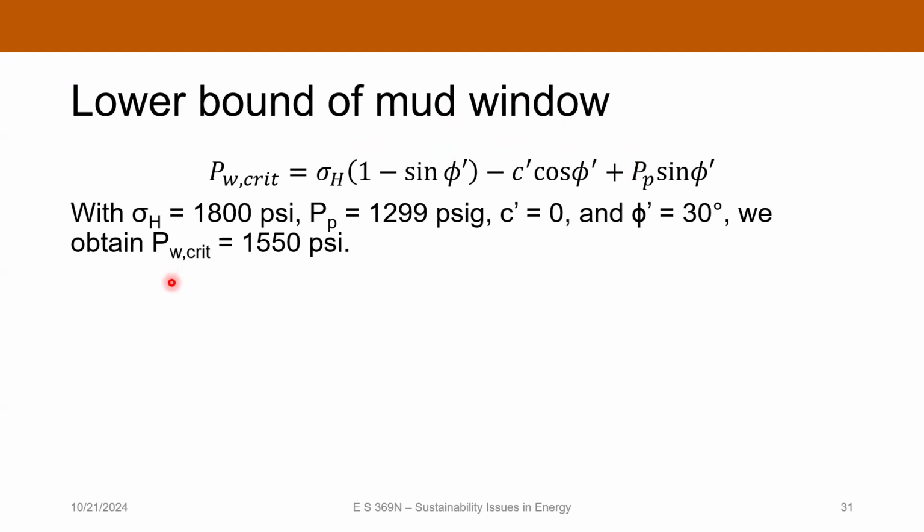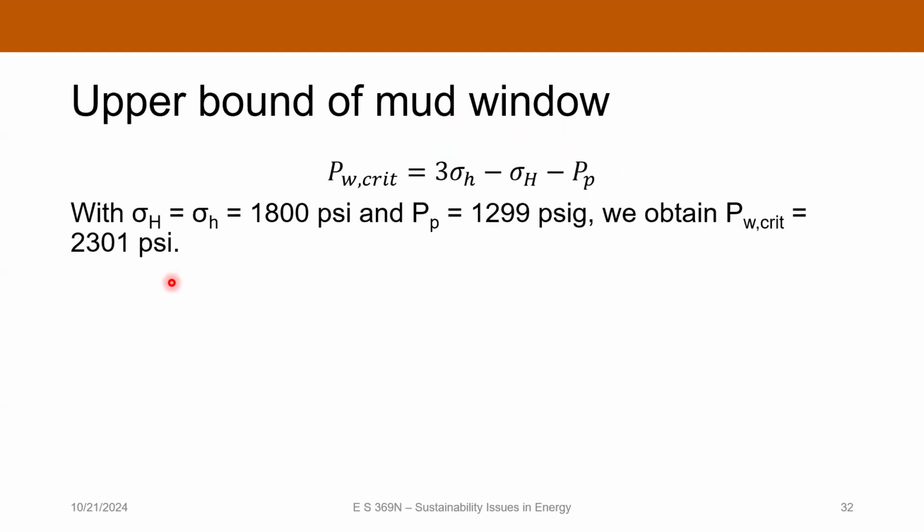Okay. Now, similarly, we can get the upper bound. This is our maximum pressure, and this is the tensile failure limit. Same thing, the horizontal stresses are equal to each other. And so we just plug and chug, and we get just over 2,300 psi. So that's the upper limit. Okay, so that's in terms of pressures.